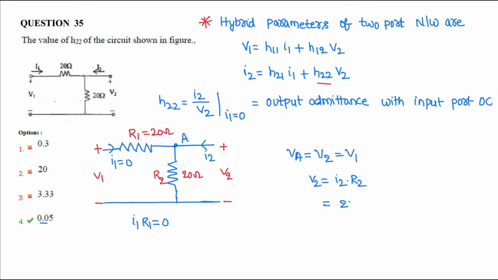R2 value is 20 ohms. So V2 by I2 is 20 ohms. Now we need to calculate I2 by V2. So I2 by V2 is 1 by 20 mho. So 1 by 20 value is 0.05 mhos. That is H22. H22 is I2 by V2 for input port I1 open circuited. Correct answer is 0.05 mhos. Option 4.